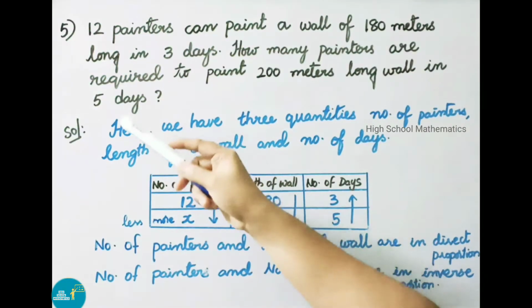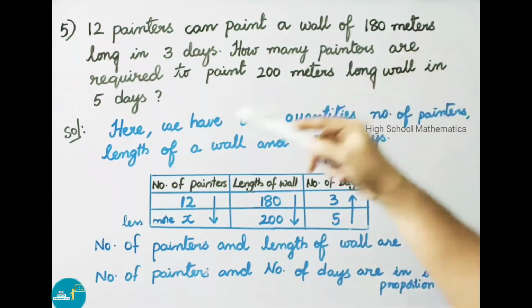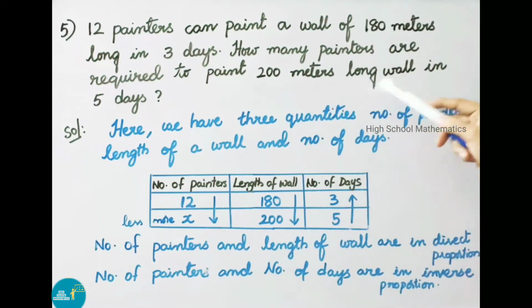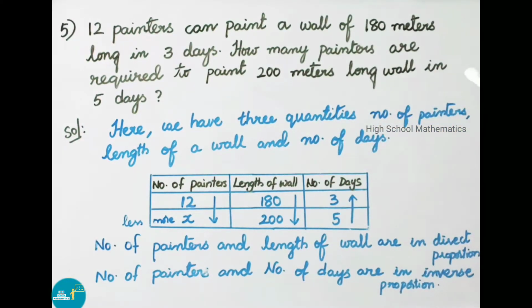See now question number 5. 12 painters can paint a wall of 180 meters long in 3 days. How many painters are required to paint 200 meters long wall in 5 days? Let us see the solution.